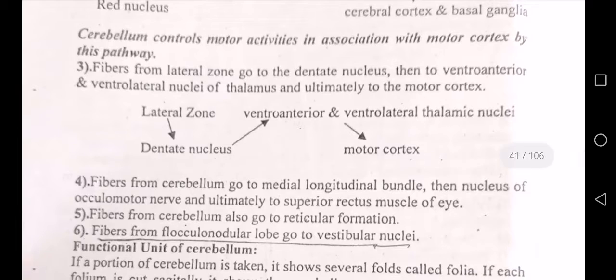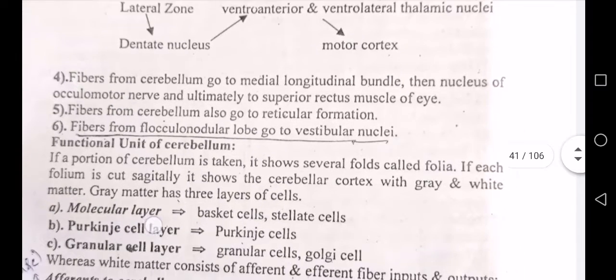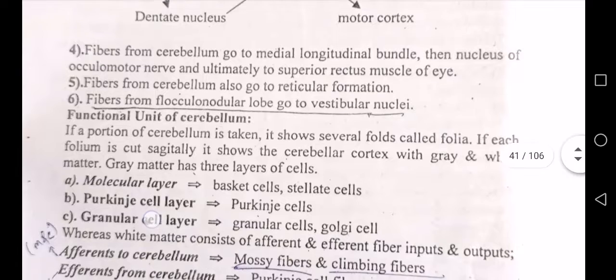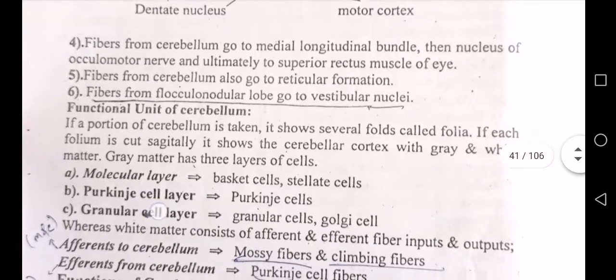Fiber from the lateral zone goes to the dentate nucleus and the ventroanterior and ventrolateral nuclei of the thalamus, ultimately to the motor cortex. Fiber from the cerebellum goes to the medial longitudinal bundle, then to the nucleus of the oculomotor nerve, and ultimately to the superior rectus muscle of the eye.